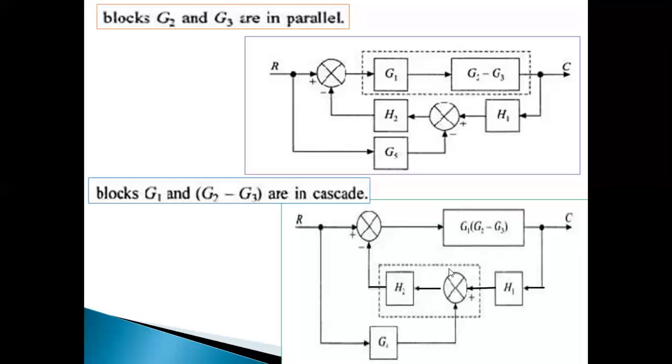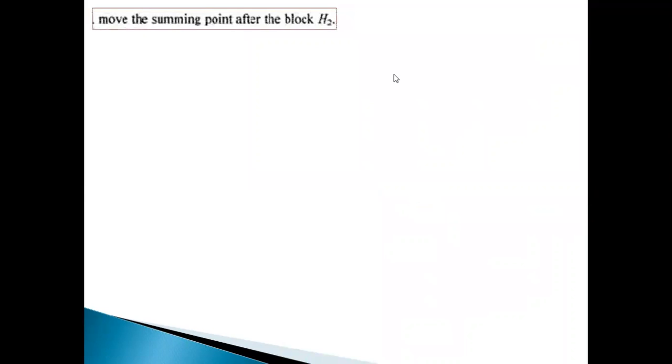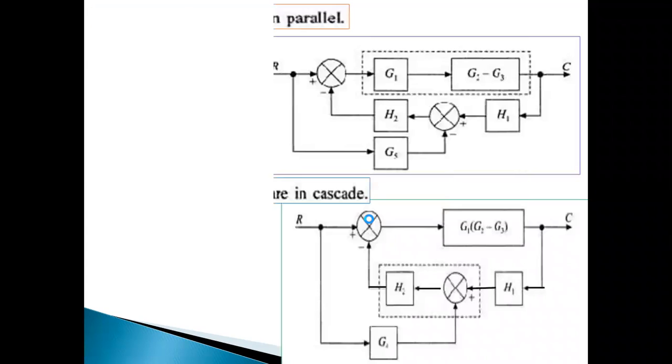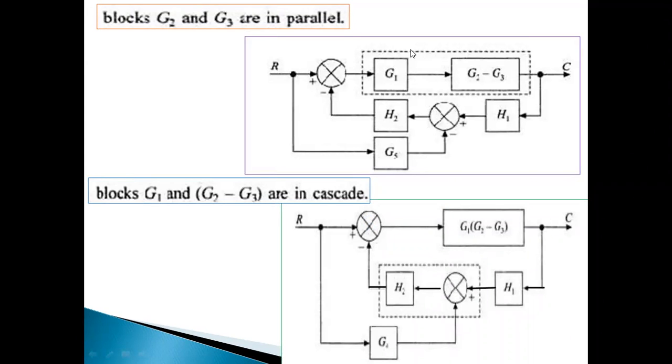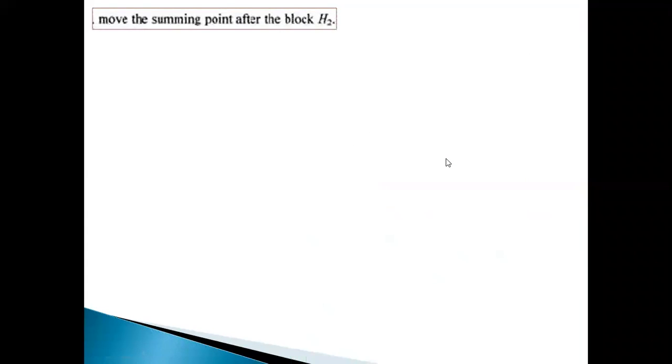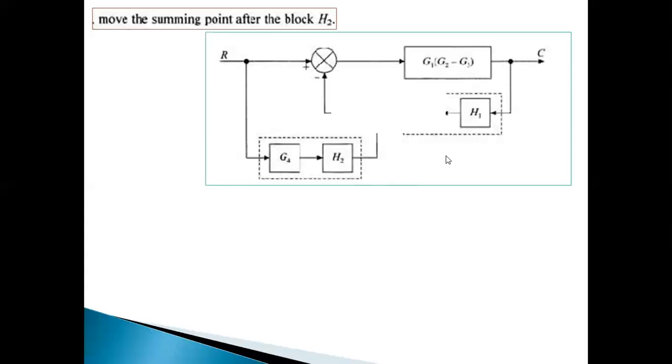Okay. Next, we have cascaded these two blocks into a single block. Our aim now is to move a summing point after the block H2. This is the summing point, and I'm moving this summing point after this block. So the next step is moving the summing point after the block H2.